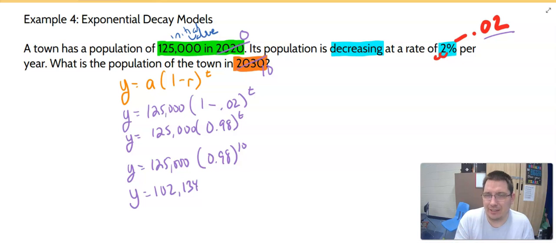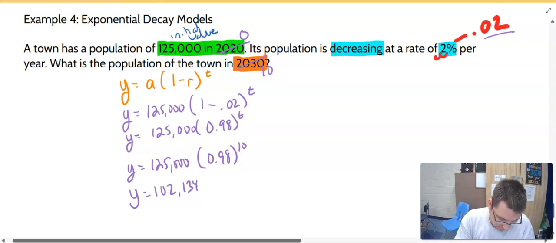Now, again, we're dealing with people here, so can I have half of a person? Well, even Lieutenant Dan with no legs is still a whole person. He would be counted as a whole person on the census. And so we'd have 102,134.